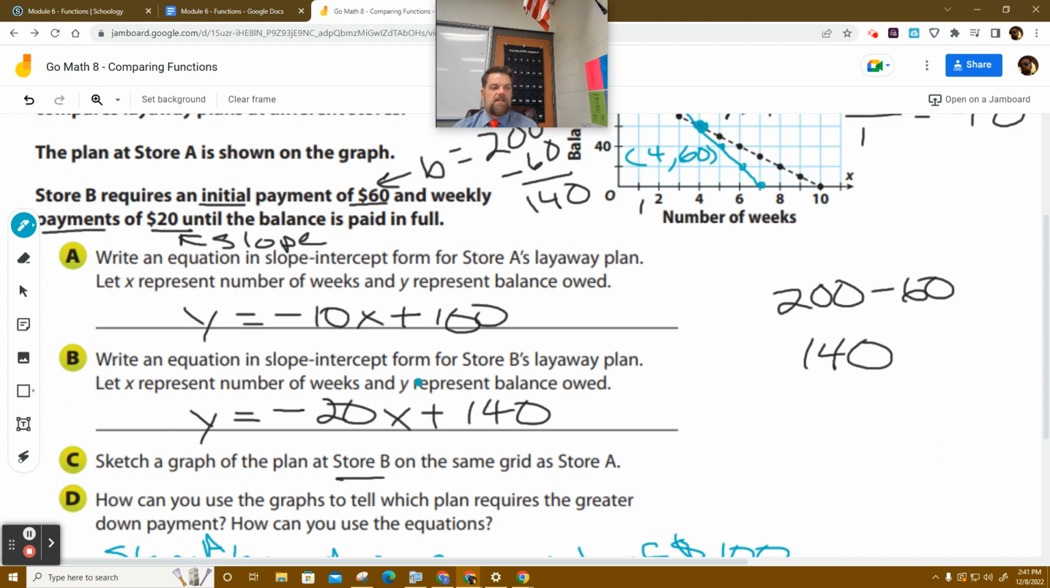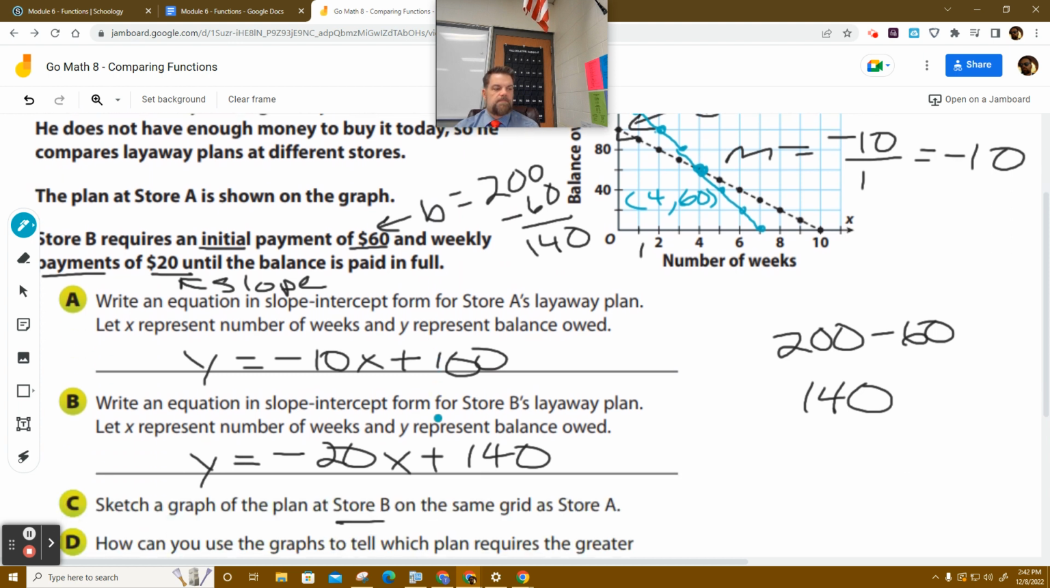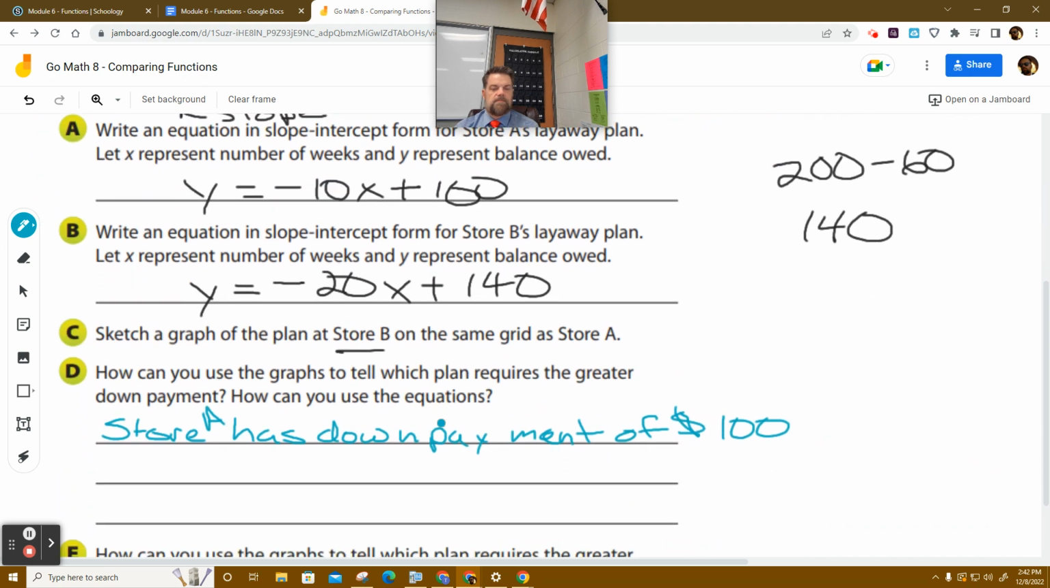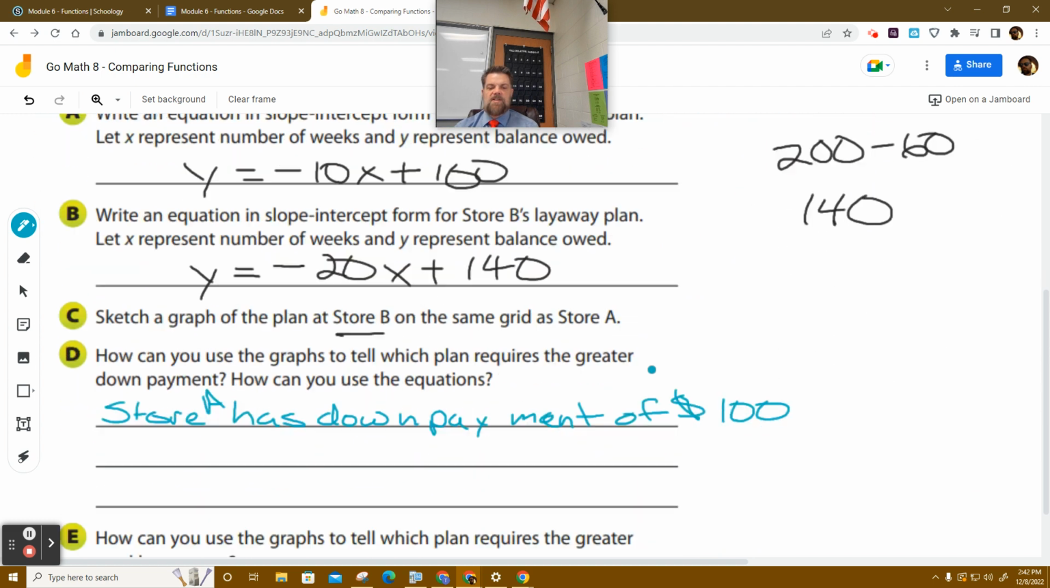And then how many weeks, which one do you pay off quicker though? Your balance is $0 at 7 weeks for Store B, right? So I should probably write this as Store B. So remember, this is the balance that you owe. This gets paid off in 7 weeks. This one gets paid off in 10 weeks. So it has a lower down payment.